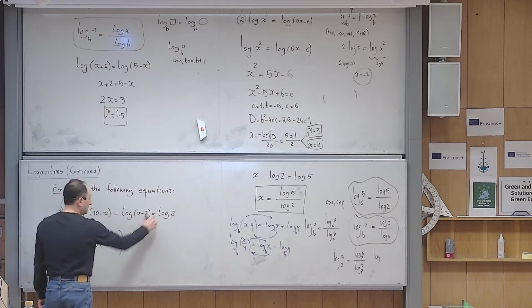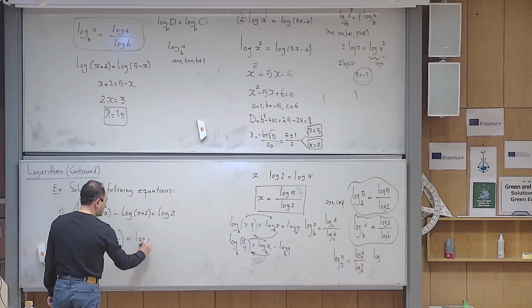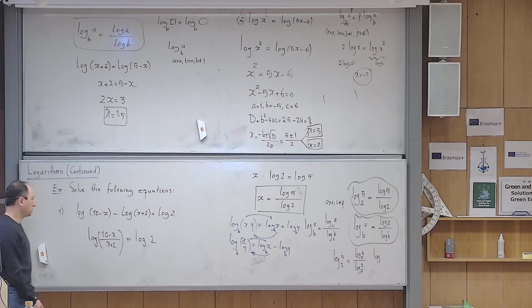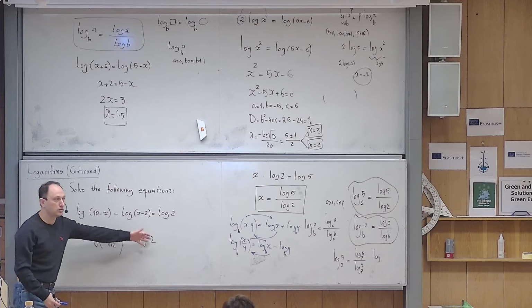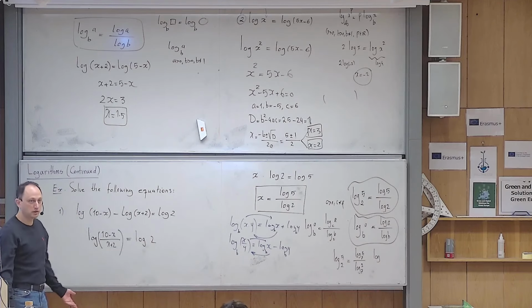Okay? And then on the right-hand side there is nothing I can do, and I don't need to do anything because that is good enough. Again, what can I conclude now? I want to force this log to be equal to this log. So what can I do?